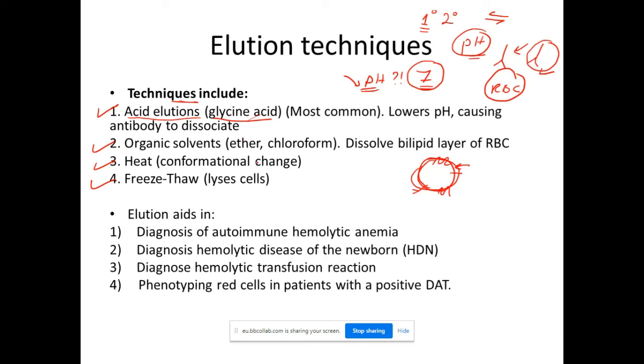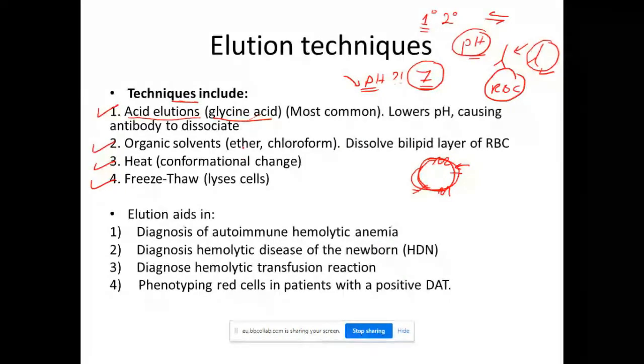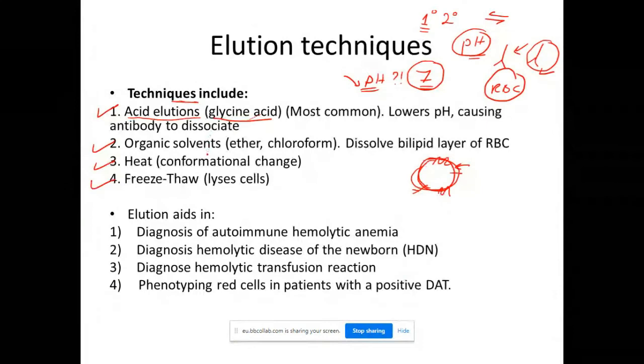Okay, heat will affect it. We know most of the antigens are glycoproteins. So heating will affect the nature of the protein. It will change the structure of the protein, and as a consequence, it will cause conformational changes in the antigen itself. So this leads to dissociation of the antibody.